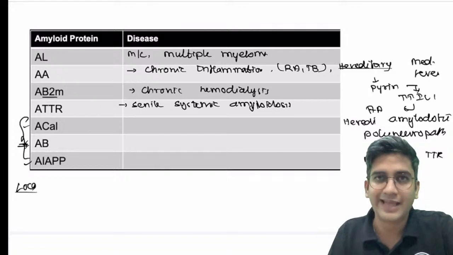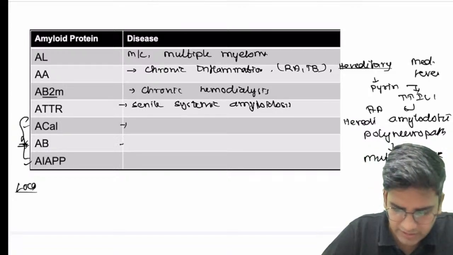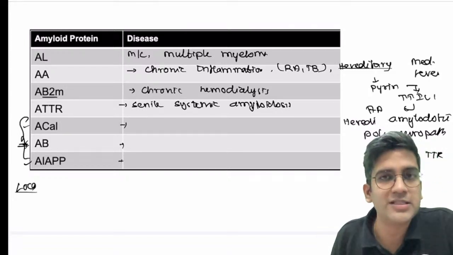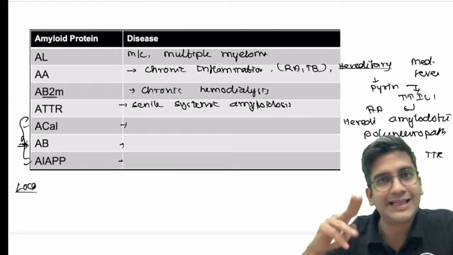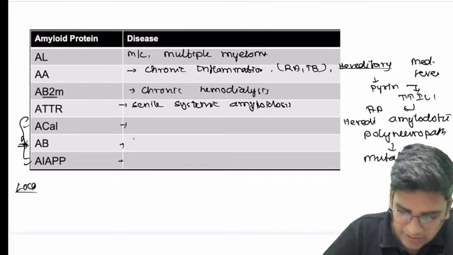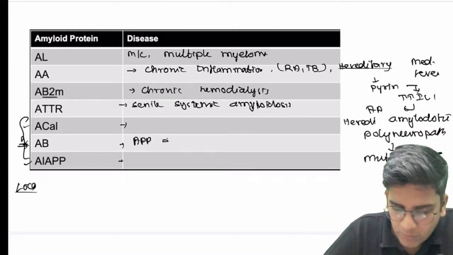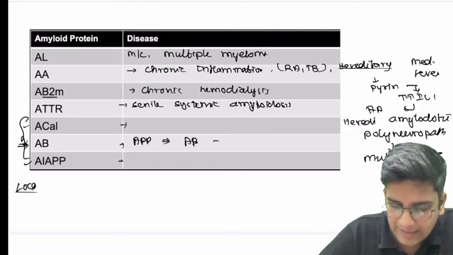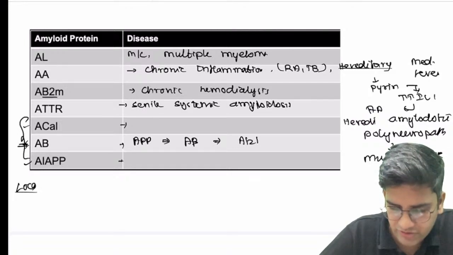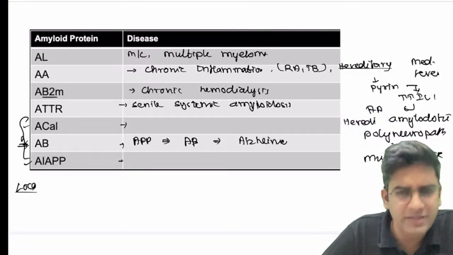So ACAM, calcitonin, which disease? Can you guys tell me? A beta, the precursor protein is amyloid precursor protein, APP, which breaks to form A beta, and that is seen in Alzheimer's disease in the CNS, in the brain parenchyma, right?